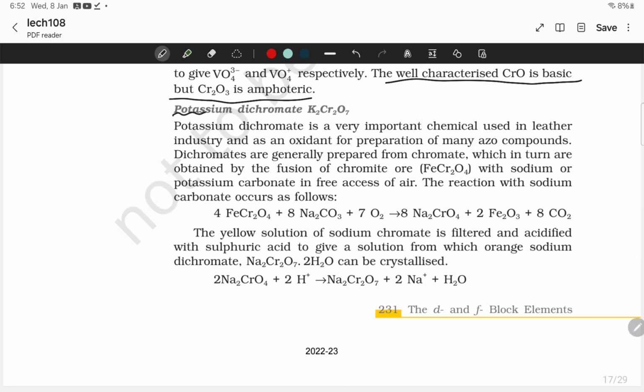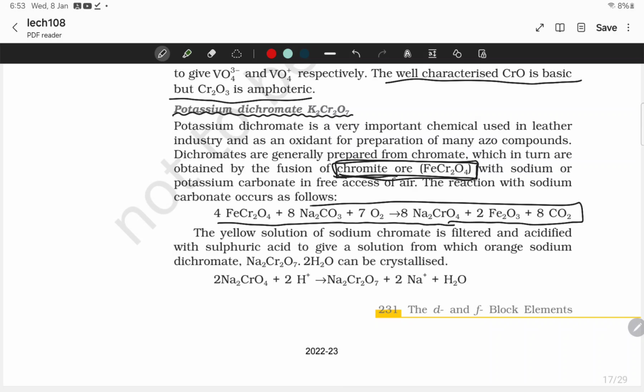That is one, potassium dichromate, K2Cr2O7. It is prepared from chromite ore, that is FeCr2O4. So first of all, into chromite ore add Na2CO3 and oxygen. FeCr2O4 will become Na2CrO4 and Fe2O3 plus CO2. This is the first step.